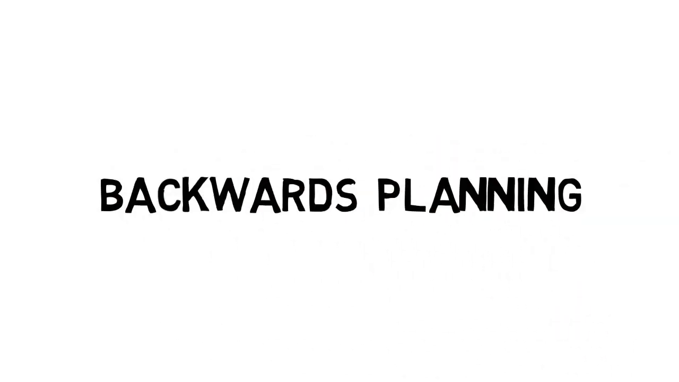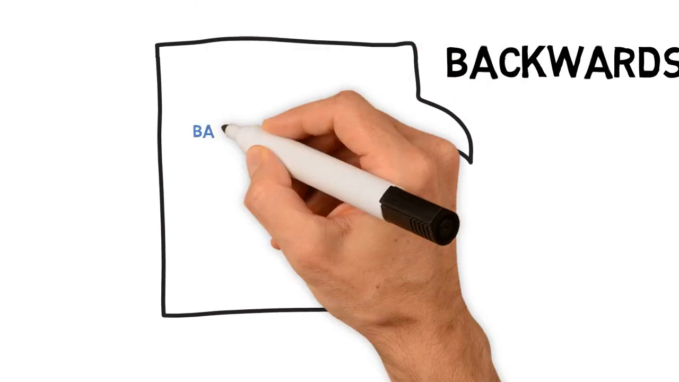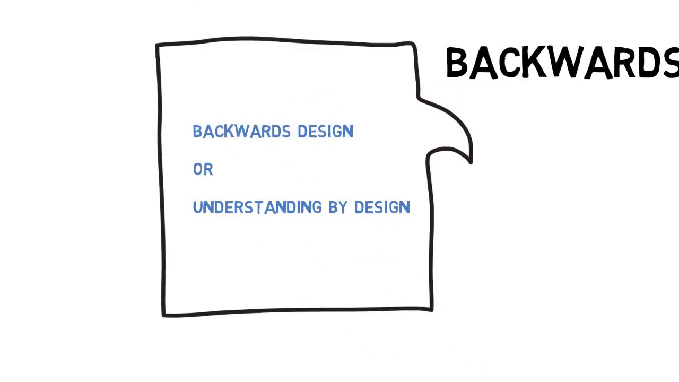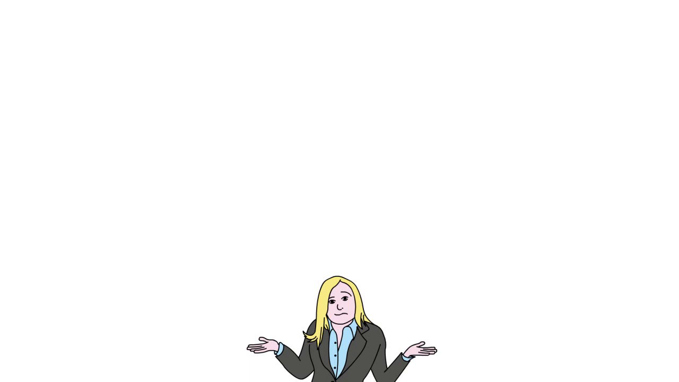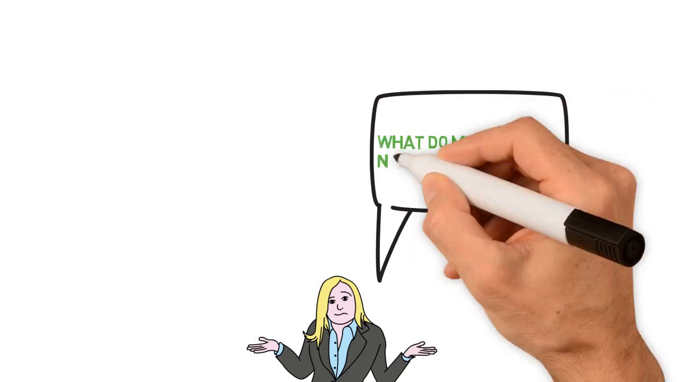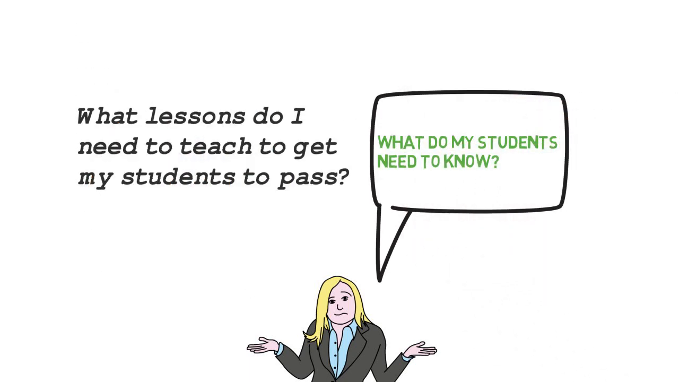Backwards planning. Some people call this backwards design or understanding by design, and it's all the same idea. You decide what goals and outcomes you want at the end of the year or end of the unit, and then you design your lessons and instructional practices to get there. Let's look at an example.